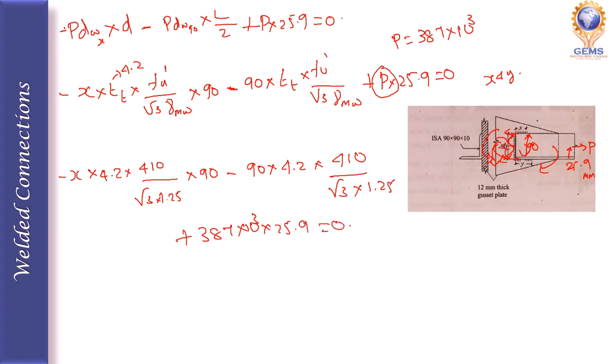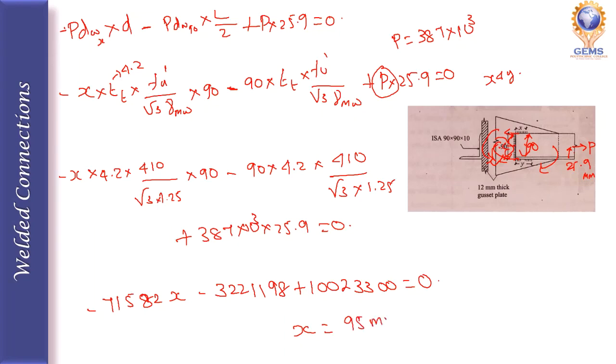If you do the calculations, it will come: minus 71,582x minus 322198 plus 100,23300 is equal to 0. From this, we can find x. The x value is 95 mm.